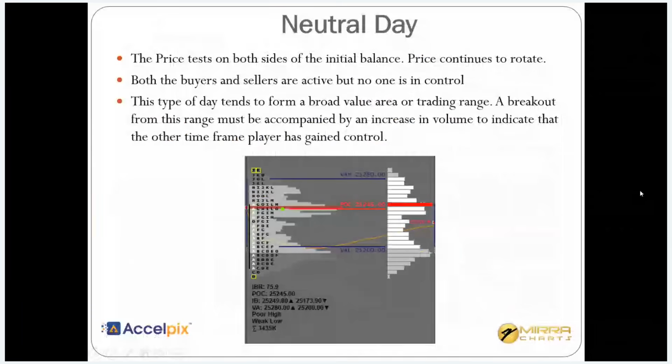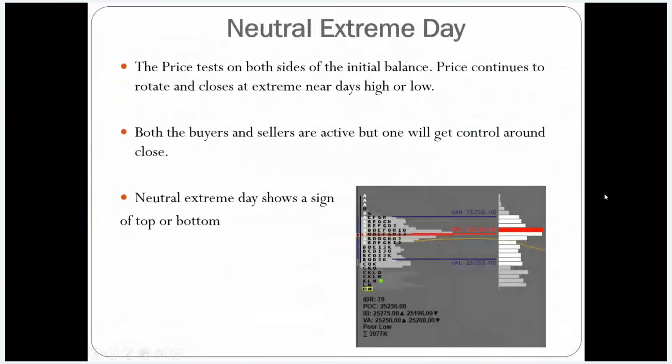Okay. Neutral day is one, and neutral extreme day is the same. Remember, in a neutral day, price closes in the middle or inside the IB. In a neutral extreme day, price closes at the extreme. Either it could be a day's high close or a day's low close. If it is a day's high close, the buyer has taken the control. If it closes at the day's low, then the seller has taken the control. Okay.